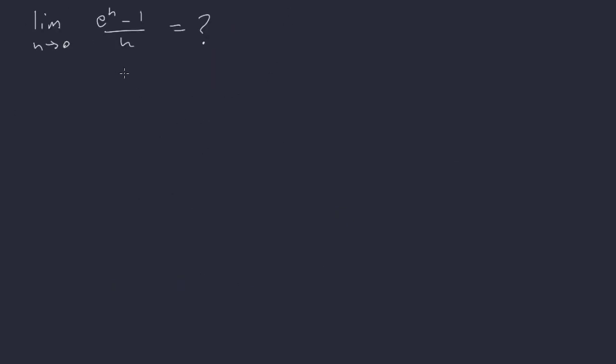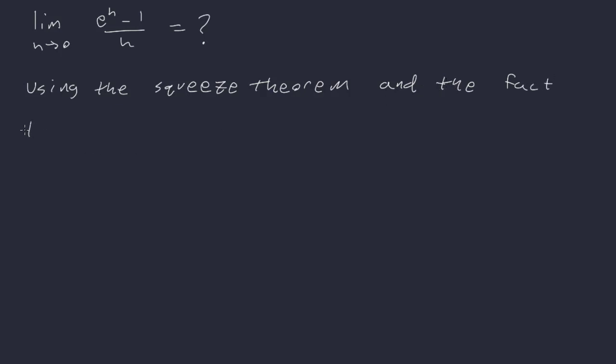Okay, so the derivative of e to the x hinges completely on this limit here, where e to the h minus 1 all over h goes. Okay, we can do this using the Squeeze Theorem. There are quite a few ways we could actually do this, but using the Squeeze Theorem, and the fact that the top here, e to the h minus 1, is going to be greater than h, and it's going to be less than h times e to the h.